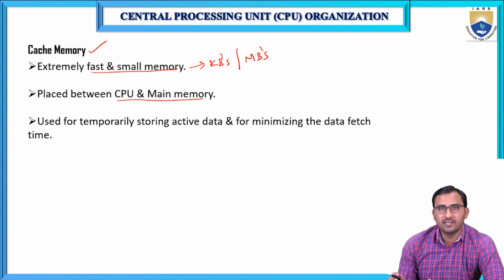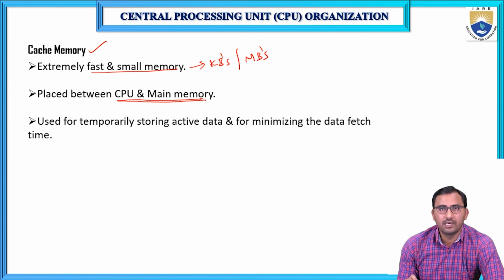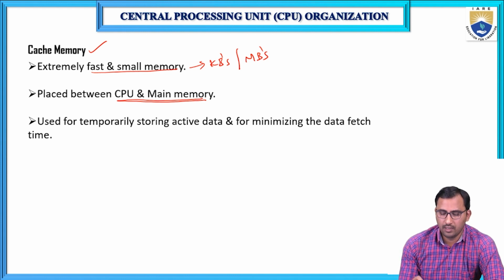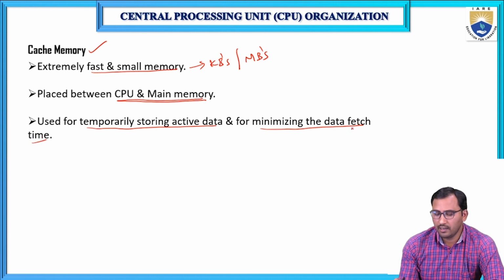In order to match the speeds, or to synchronize the speed of the CPU and main memory, in between them we are placing a small amount of memory, that is nothing but the cache memory. So this cache memory we are placing between the CPU and the main memory. In this cache memory we can store temporary, active data, for minimizing the data fetch time. So that we will see with the diagram.